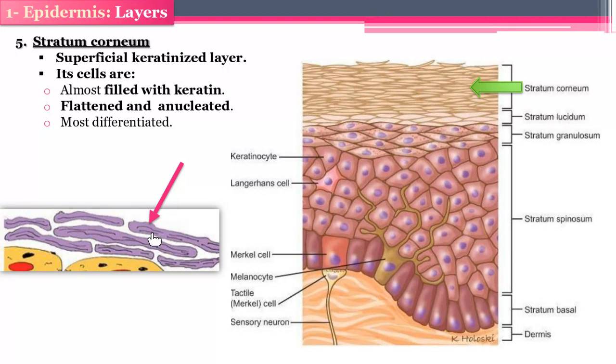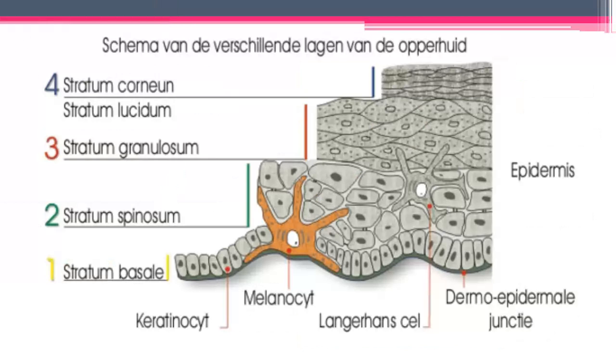See here in the pictorial presentation on your left hand side, these are the individual cells of the stratum corneum. You can see the cells are flat and they are filled with keratin and they are unnucleated. This is the characteristic feature of the stratum corneum. Now I hope the 5 layers of the epidermis are clear. So this is another slide. See, this is the schematic presentation of all 5 layers.